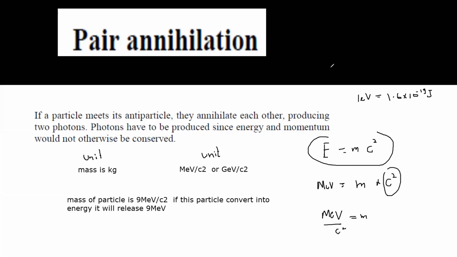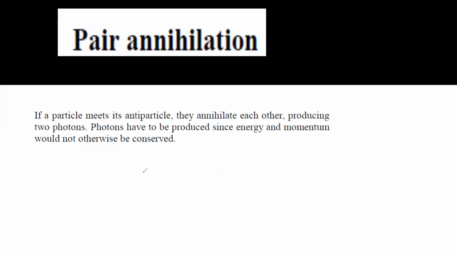Sometimes you have to convert the mass into kilograms if the mass is given in giga electron volt per c square. So how will you convert this mass? For example, if it is given as 9 giga electron volt per c square, this is the mass given, and they ask what is the mass in kilograms? So how to find this mass in kilograms? Because the SI unit is kilogram, you have this formula E equals mc squared.